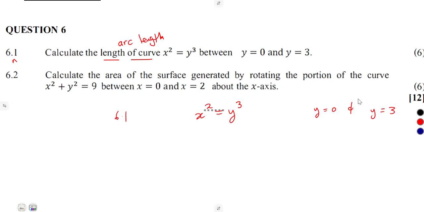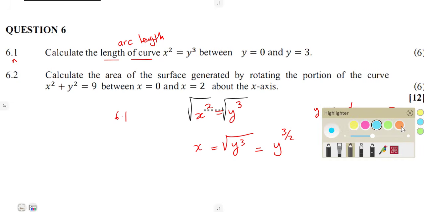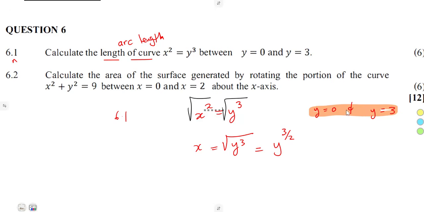You can choose to work with x as the subject of the formula, x in terms of y. As we are given the limits for y, we're going to introduce the square root, or just the exponent of a half. So x is the square root of y to the exponent of 3, which simply represents y to the exponent of 3 over 2. Remember the square root concept. So x is written in terms of y. Thus, the limits are going to be for y as we are given here.